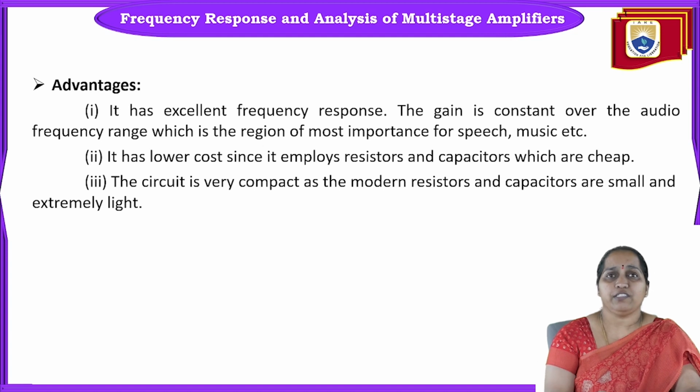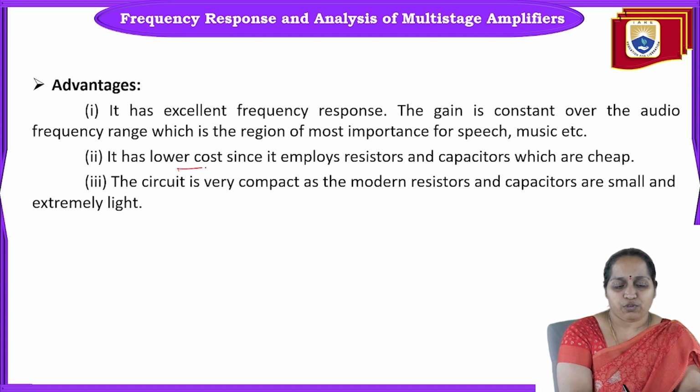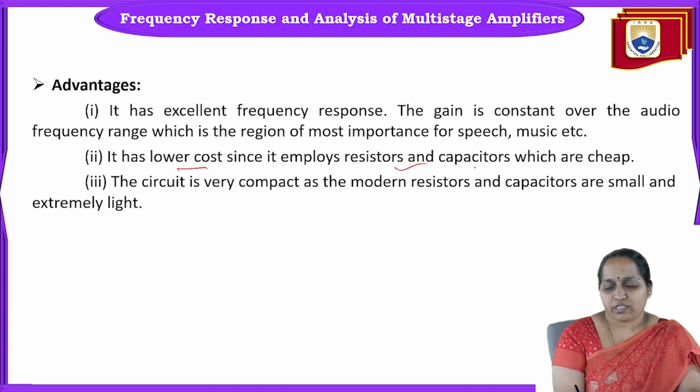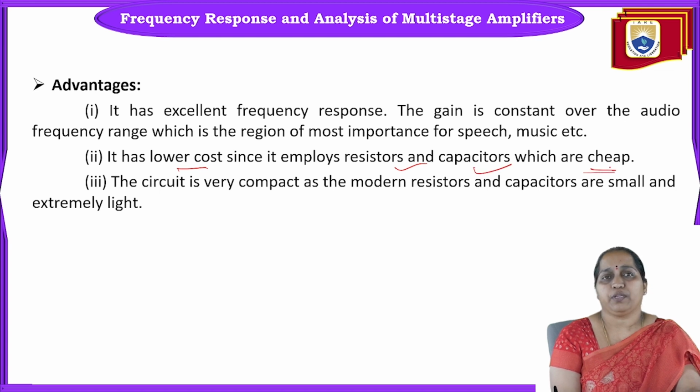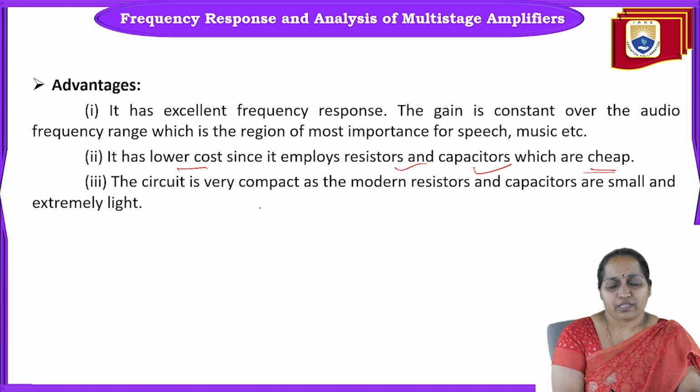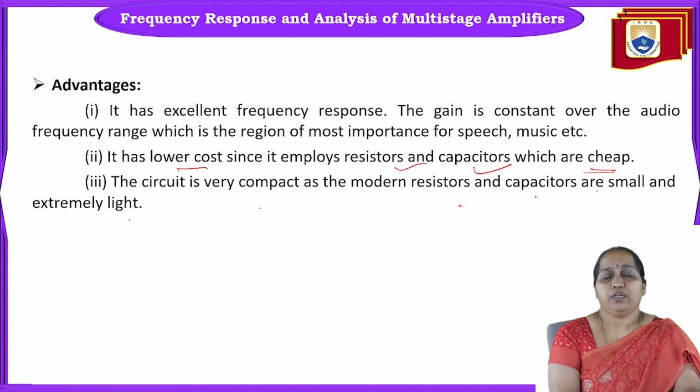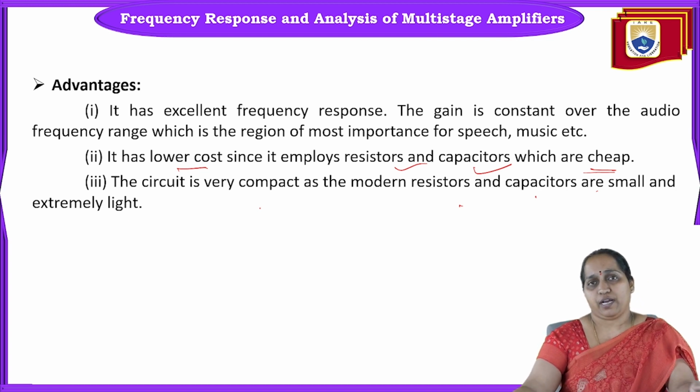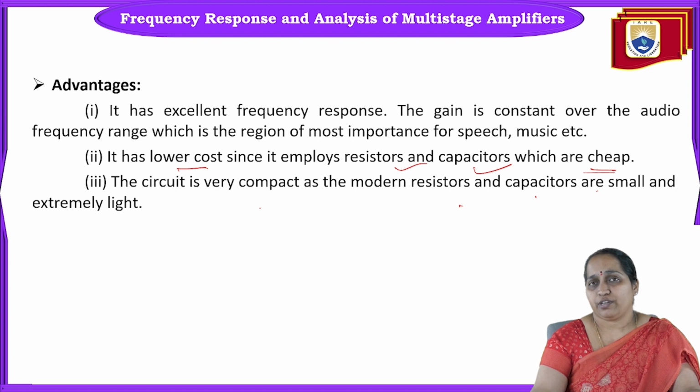The second advantage is that it has got lower cost. It is of low cost because it is using only resistors and capacitors which are cheap enough. Okay. And the third one, it is very compact. Compact means it is smaller in size, as the resistors and capacitors are small and extremely light. Okay, so the three advantages of the RC coupled amplifier are: first, it has excellent frequency response in the mid frequency range, that is the audio frequency range from 50 hertz to 20 kilohertz. Second, it is of low cost. And finally, it is very compact in size.